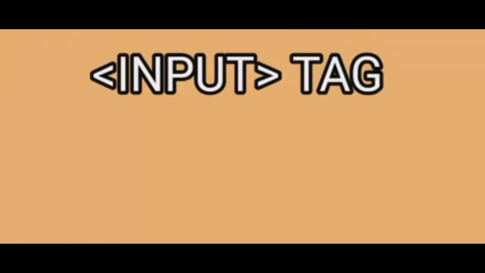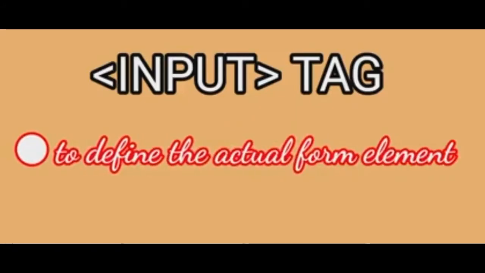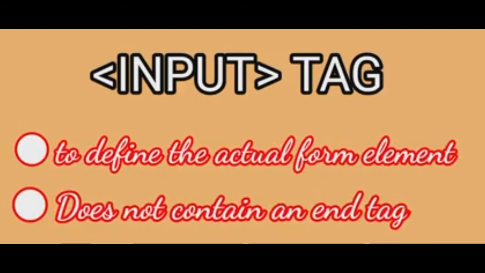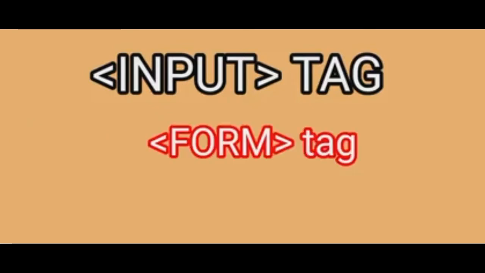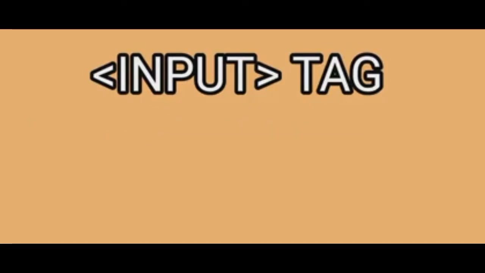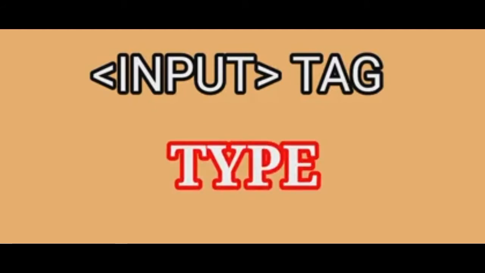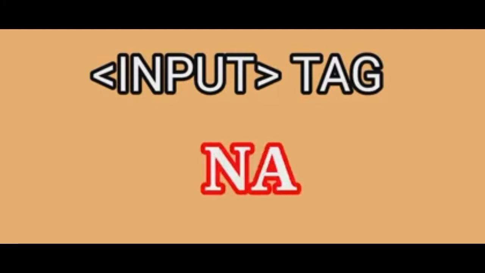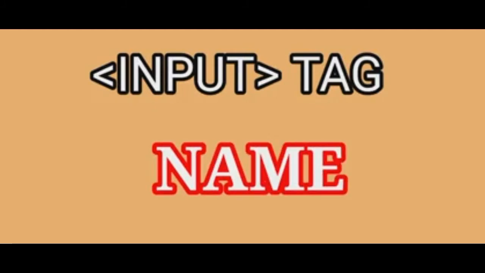Input tag. This tag is used to define the actual form element from the elements. It does not contain an end tag. The input tag specifies an input field where the user can enter data. These tags are used within the form tag. The attributes of the input tag are type. This attribute identifies the element to be included in the form. Name. This attribute specifies the name of the element to be included in the form.